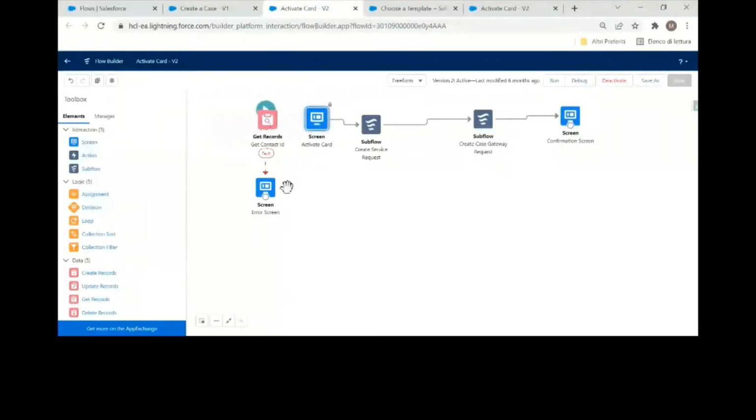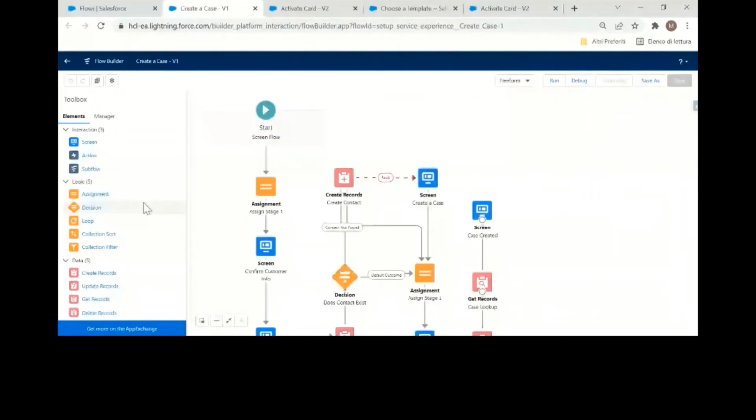So what I told earlier is that when the user logs into the website with the credentials, then based on the contact ID, Salesforce understands whether the card activation process will be visible to him. If there is any error, it goes to the error screen, else the activation process. From the screen, there were two subflows and an activation confirmation screen. The second one, what I was explaining, was the create case.